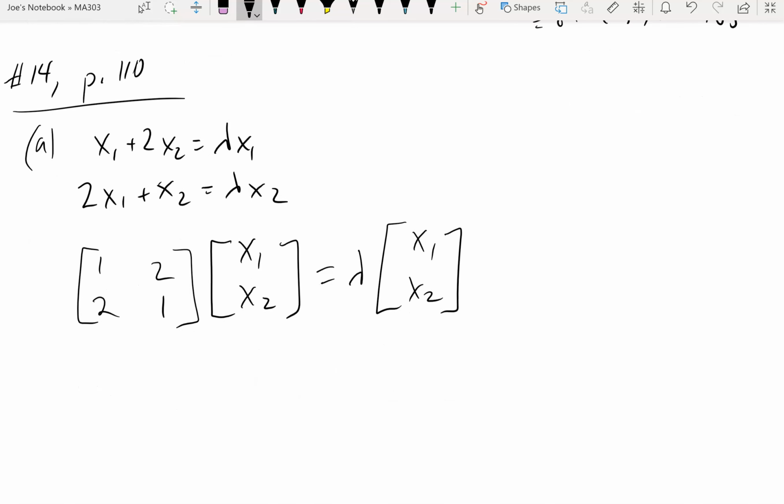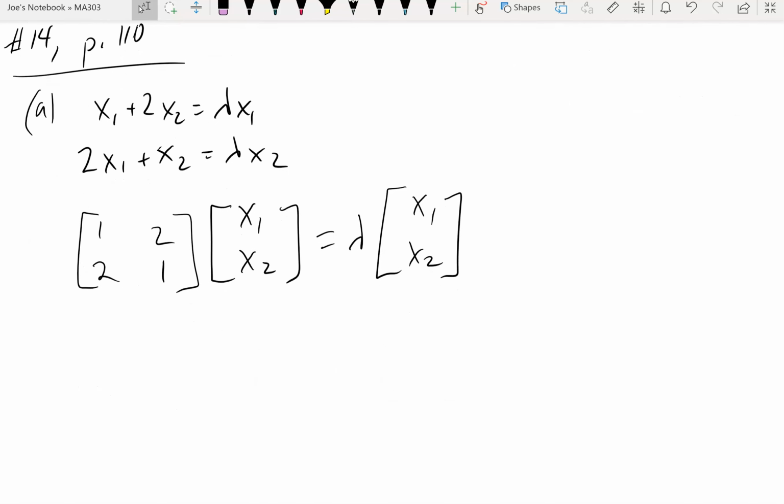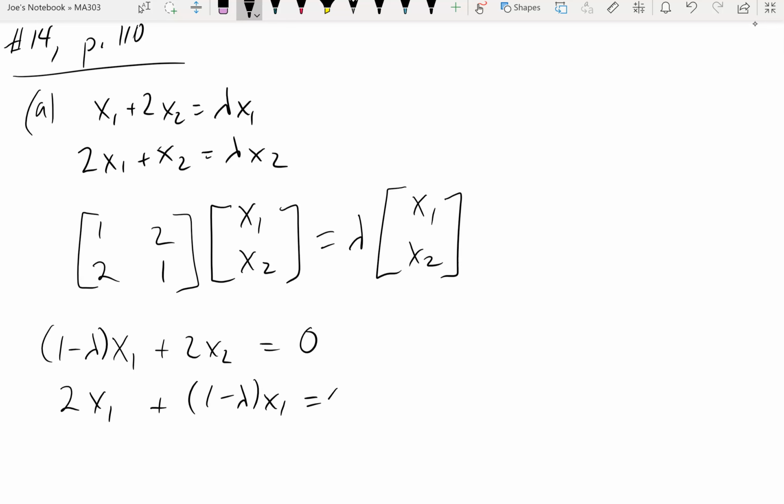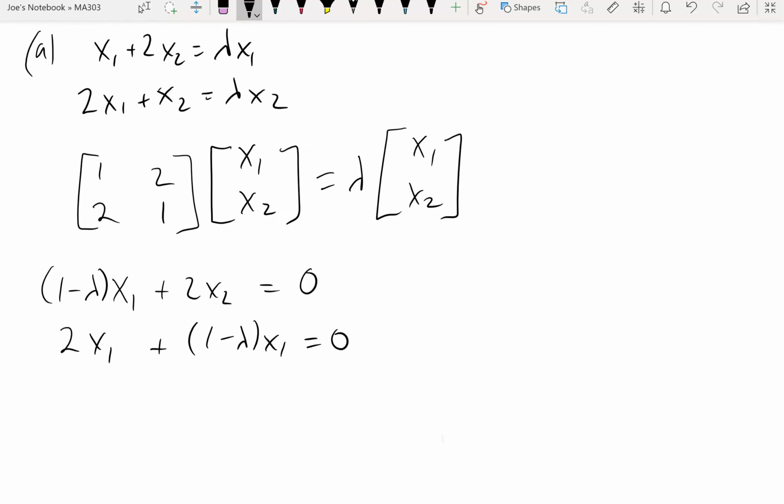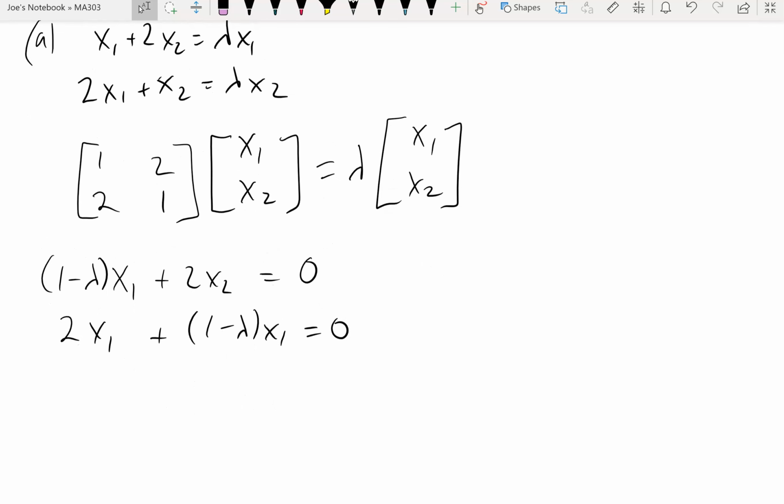Well, the first thing we want to do is make this into a homogeneous system. So let's move all of our variables to the left-hand side so we just have the zeros on the right-hand side. If we do that, you'll get x1 times (1 minus lambda) plus 2x2 is equal to 0. And then you'll have 2x1 plus (1 minus lambda) x2 is equal to 0. Right? If I just move those over to the left-hand side, factor out the x1 in the first equation, the x2 in the second one.